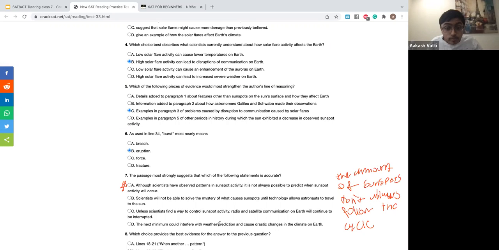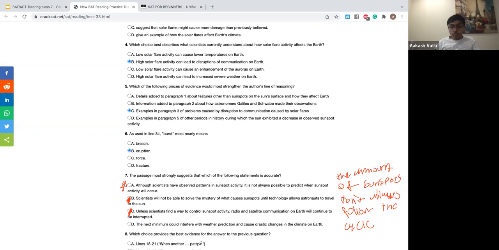B, scientists would not be able to solve the mystery of what causes sunspots until technology allows astronauts to travel to the sun. Nowhere does it say that, and it doesn't suggest it either. C, unless scientists find a way to control sunspot activity, radio and satellite communications will continue to be interrupted. It doesn't suggest that either, nor does it say that we need to control sunspot activity.